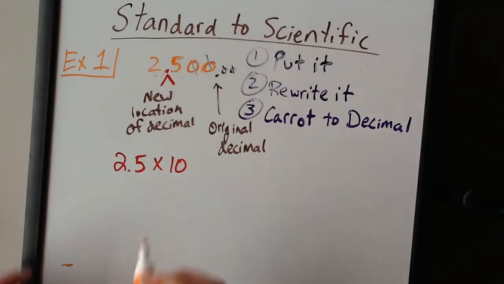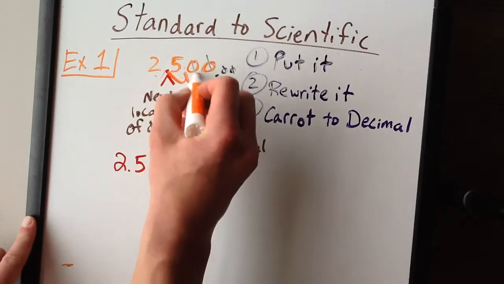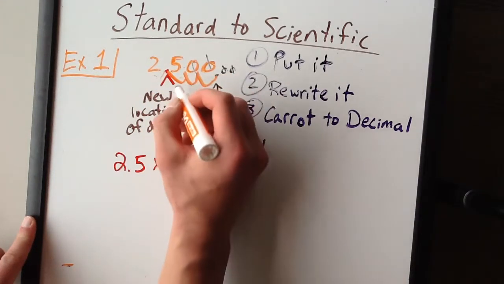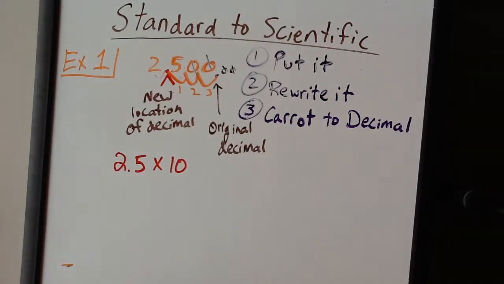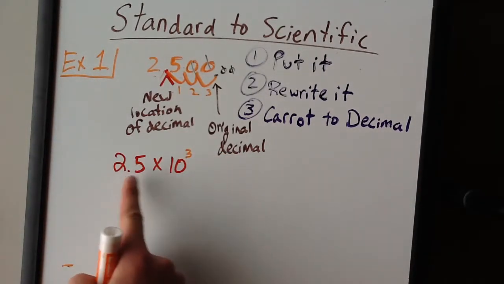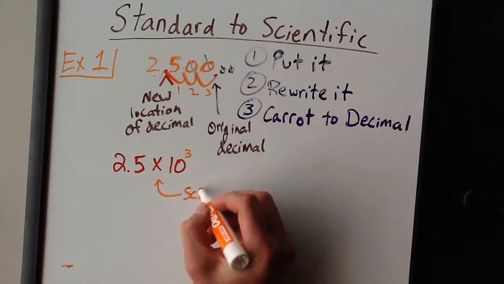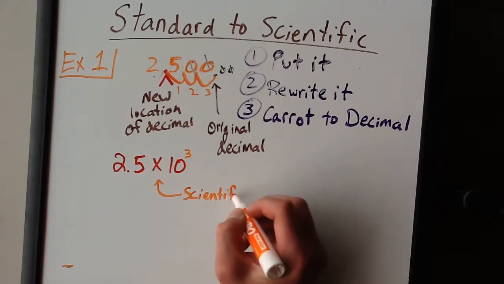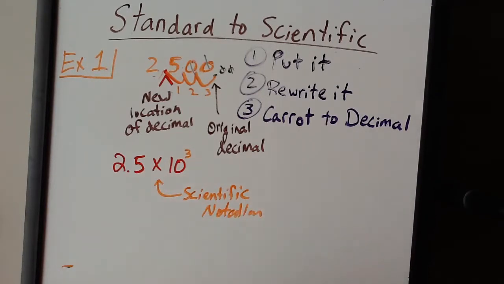I will start from the caret and I'll go to the decimal. 1, 2, 3 places. I moved 1, 2, 3 places to the right. I went 3 places to the right. So my exponent on 10 is going to be to the power of 3. 2.5 times 10 to the power of 3. This is scientific notation. Okay? That's example number 1.